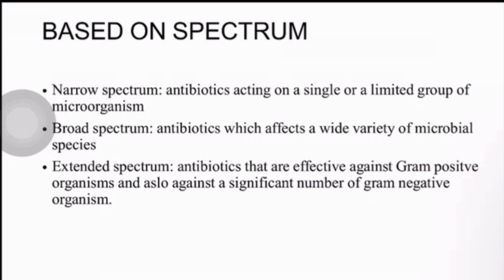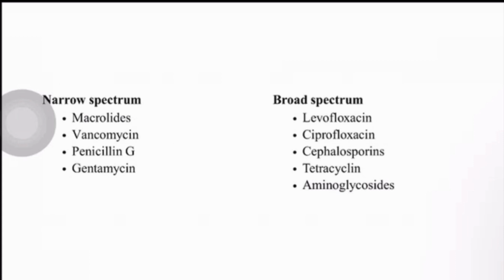Extended spectrum antibiotics are effective against gram positive organisms and also against a significant number of gram negative organisms. Examples of narrow spectrum antibiotics include the macrolides, which are more sensitive to gram positive organisms, vancomycin, and penicillin G. Then the broad spectrum, which covers both gram negative and gram positive, includes cephalosporin, tetracycline, aminoglycoside, and the rest.